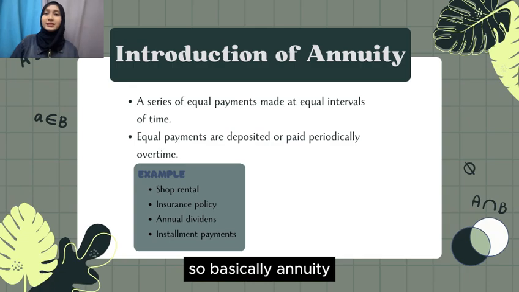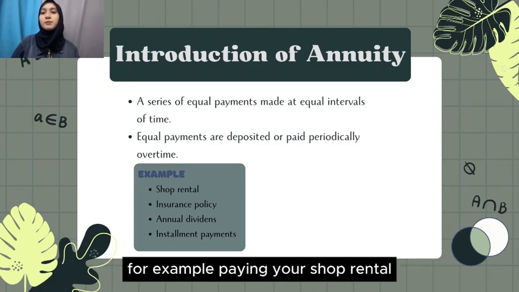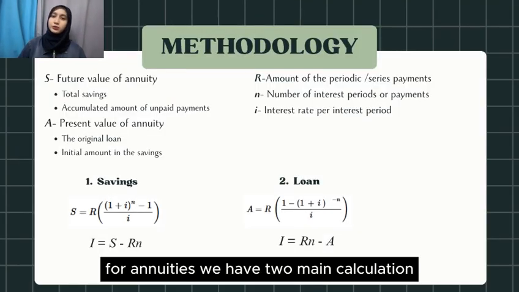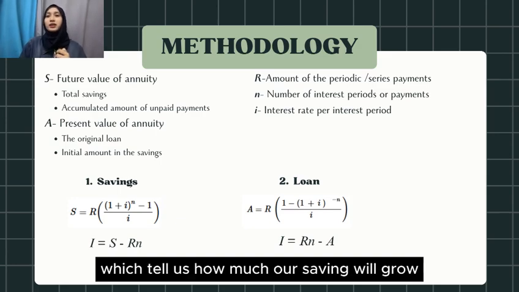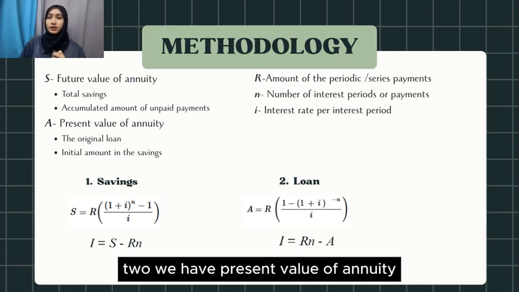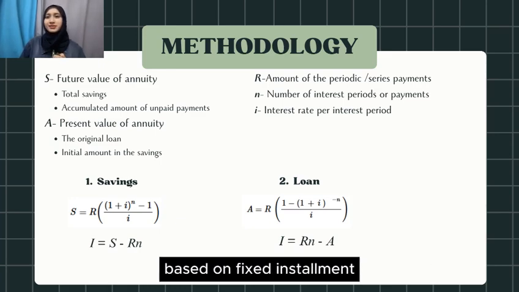Alright, so basically annuity means you pay or receive the same amount repeatedly. For example, paying your shop rental. The payment is equal and made consistently. For annuities, we have two main calculations. First, the future value of annuity, which tells us how much our savings will grow. Two, the present value of annuity, which tells us how much we can borrow today based on a fixed installment.